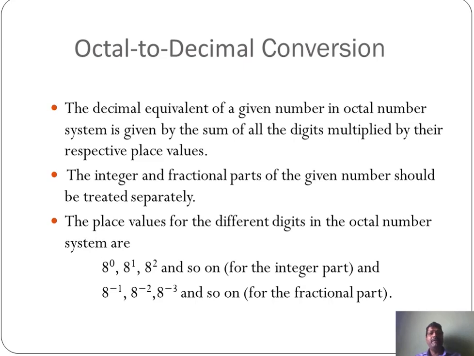So we require positional weights of octal number systems, which we know that 8 raised to 0, 8 raised to 1, 8 raised to 2 for integer part and 8 raised to minus 1, 8 raised to minus 2, 8 raised to minus 3 for fractional parts. Thus, decimal equivalent of a given number in octal number system is given by sum of all the digits multiplied by their respective place values or positional weights. So we convert integer and fraction parts separately and then combine.